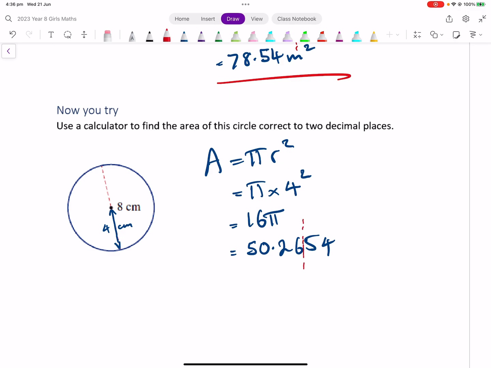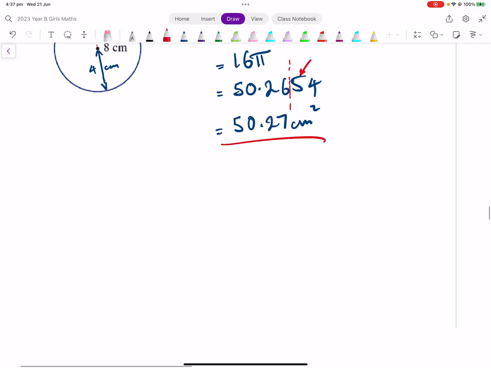Let's draw the little line at the two decimal places. We'll have a look at our critical digit. Is it 5 or more? Yes, it is. 50.27 centimetres squared. Hopefully that rounding part made sense to you.